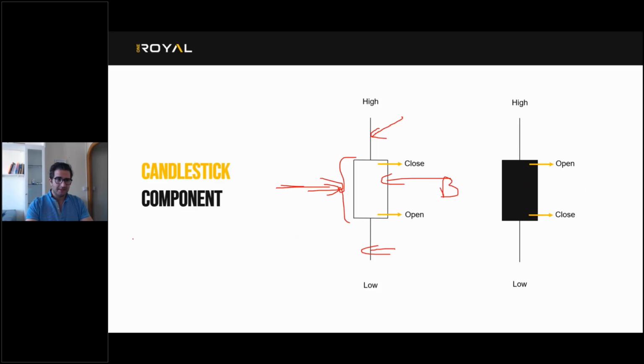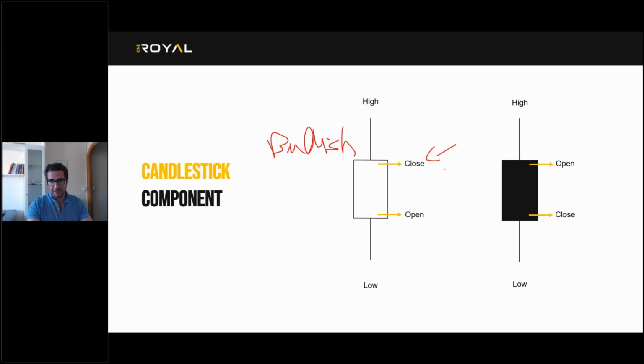In case the close of the price is above the opening price, we call it a bullish bar. This is a bullish bar since the closing price is above the opening price. However, if the closing price is below the opening price, we call it a bearish bar.